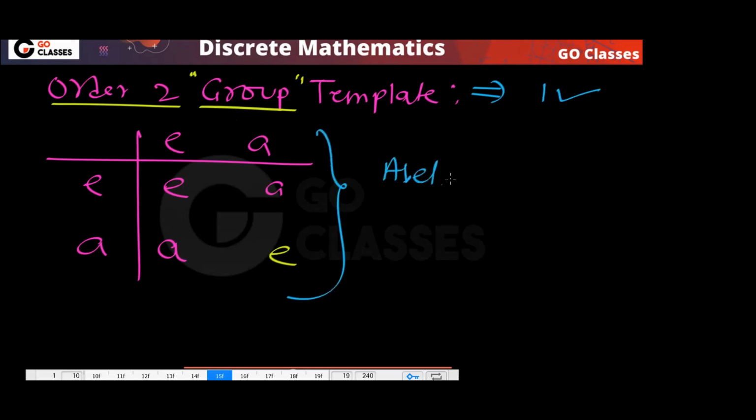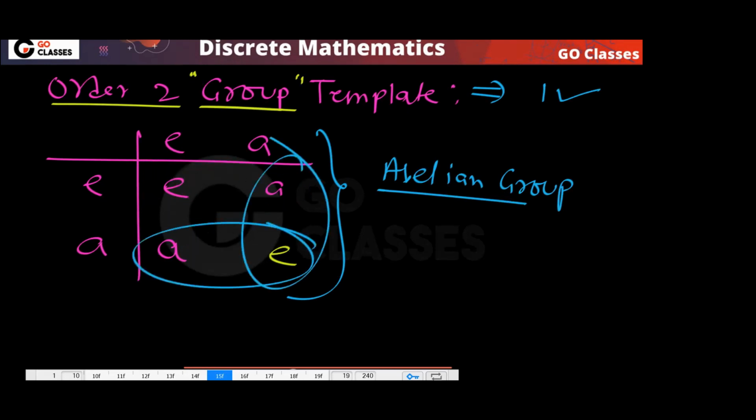You can notice this is an abelian group also. This is commutative also, because there is a symmetry here. You can notice the first row is the same as the first column, the second row is the same as the second column. So you can notice this is an abelian group.